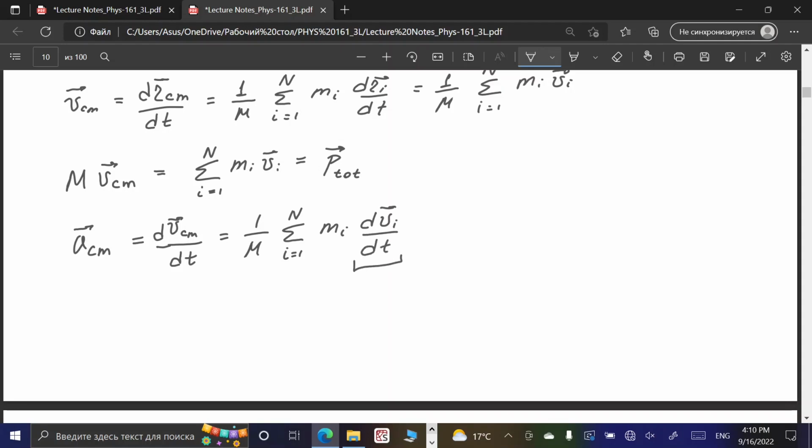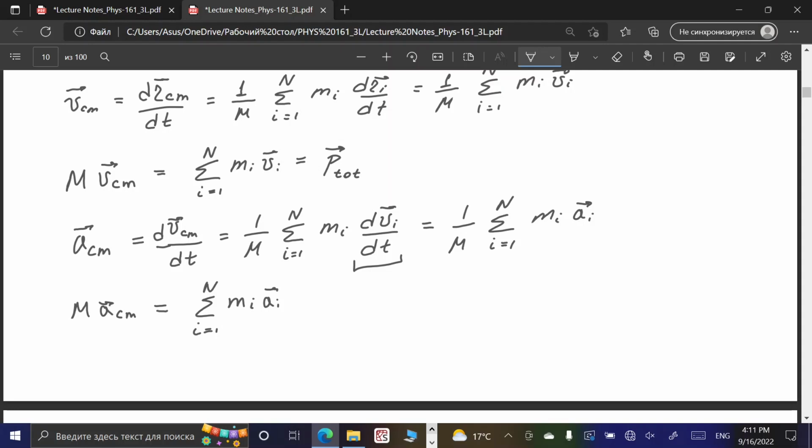Obviously, this term stands for the acceleration vector of an individual body in the system. So we can write that here we have 1 over capital M, sum from i equal unity to N, times m_i a_i vector. So now let us again move this capital M to the left. We have capital M times a of center of mass equal to the sum from i equal to unity to capital N of m_i times a_i vector.